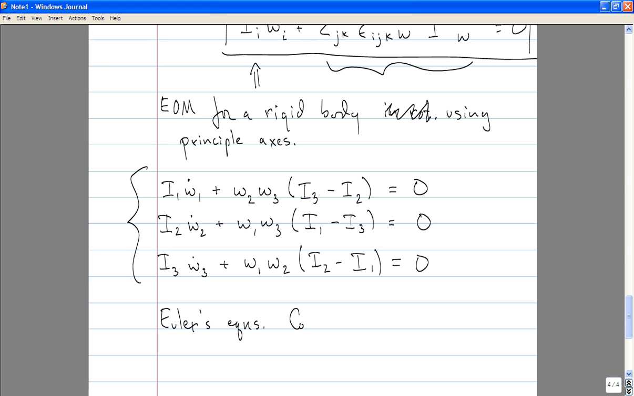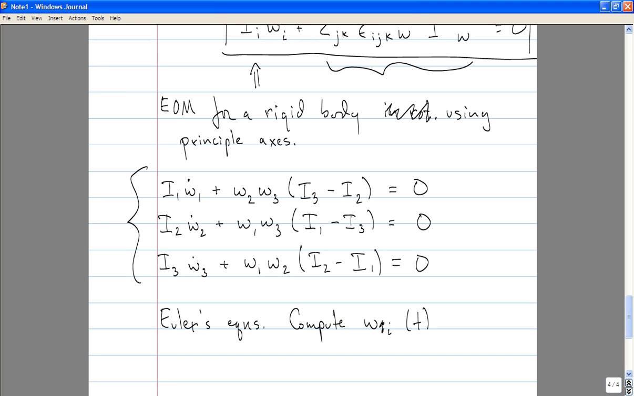So our goal is then to compute omega 1, omega 2, and omega 3 as a function of time by solving these equations. And these equations are really not so bad because the I's are just constants, because the moments of inertia don't depend on time. So this is just a set of 3 relatively innocuous-looking differential equations for the angular velocities.